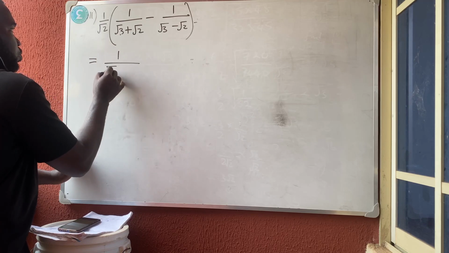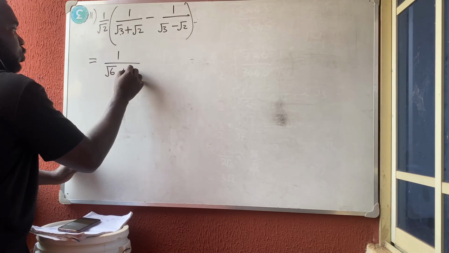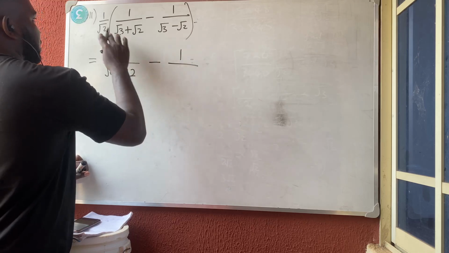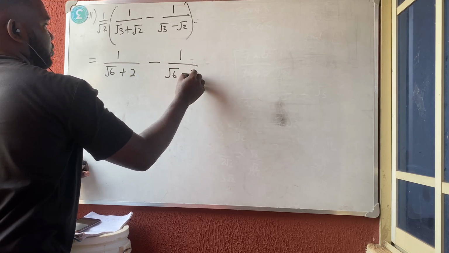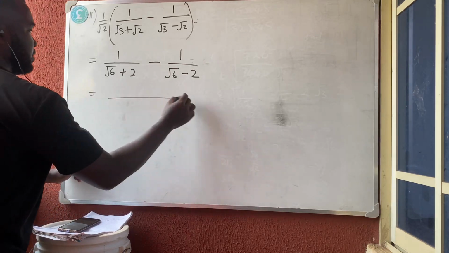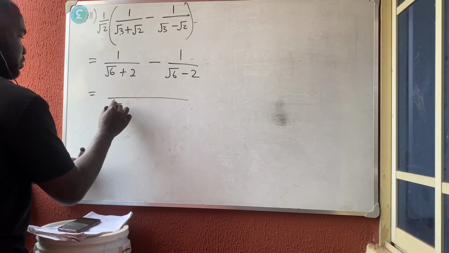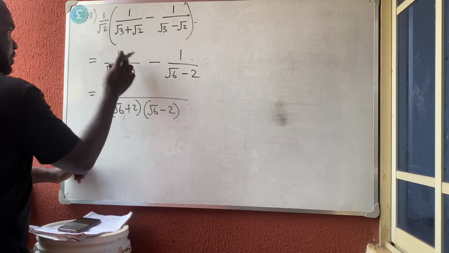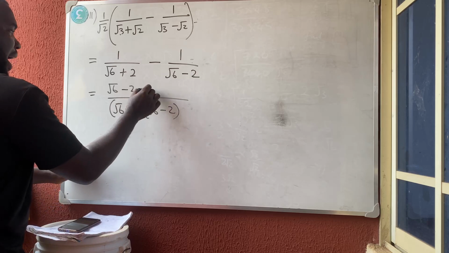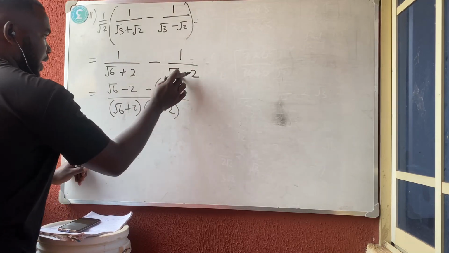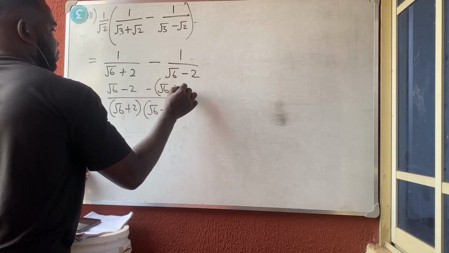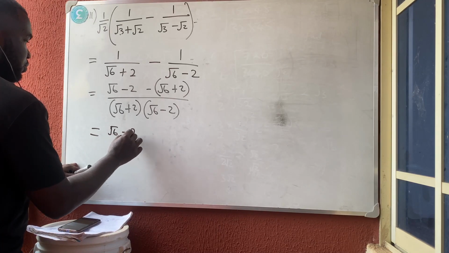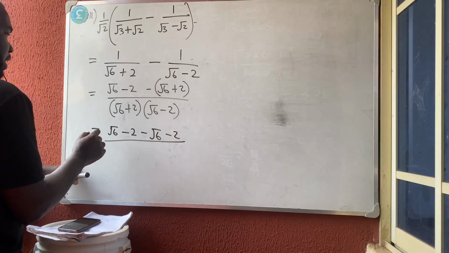This time this is giving me root 6, this time this is giving me just 2. Okay? This one, minus 1 times 1 is 1, all over, this time this is giving me root 6 minus 2. Okay? So let's go. The LCM is now the difference of two squares. If you look at it very well, that is root 6 plus 2 and root 6 minus 2. So when the both of them divide, this is remaining this times 1. I'm having root 6 minus 2 minus, please open bracket, minus is powerful. These two divide, this cancels this. I'm having root 6 plus 2. Okay, so what do we have left? We now have root 6 minus 2 minus root 6 minus 2 all over the difference of two squares.